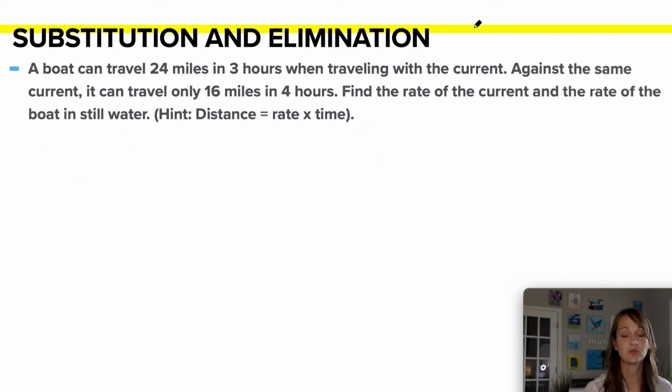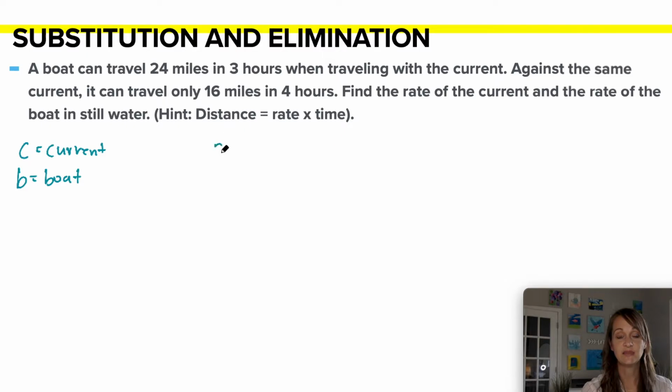A boat can travel 24 miles in 3 hours when traveling with the current. Against the same current, it can travel only 16 miles in 4 hours. Find the rate of the current and the rate of the boat. So I'm going to use C for the current, and then I'm going to use B for the boat. Now, think about this as a boat traveling for a certain amount of hours. So we're going to use the formula distance equals rate times time.